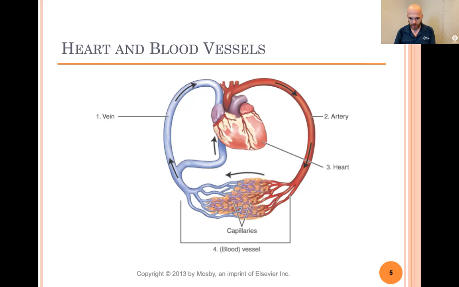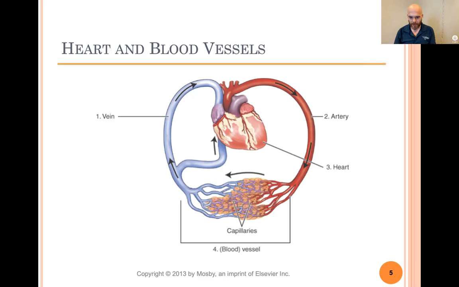Then it breaks into arterioles and then capillaries, which are the smallest size blood vessels we have, and that's where they communicate and integrate with cells in our body. So that's where gas exchange happens. That's where nutrient exchange happens. That's where waste exchange happens in the capillaries.